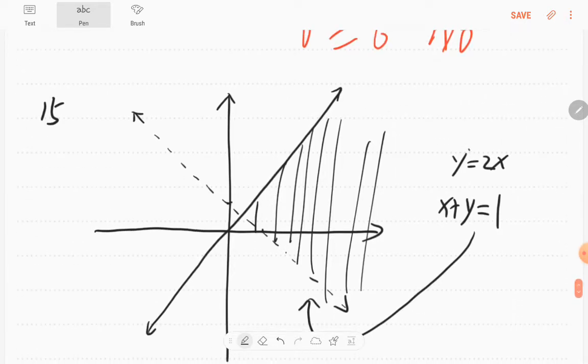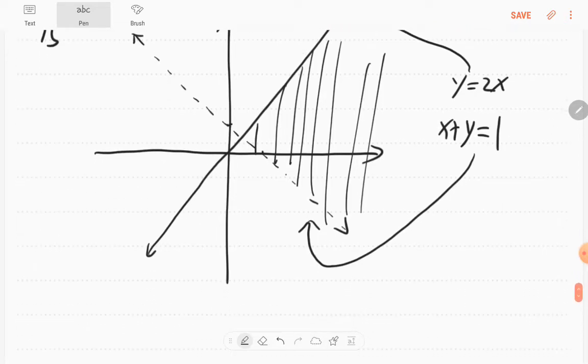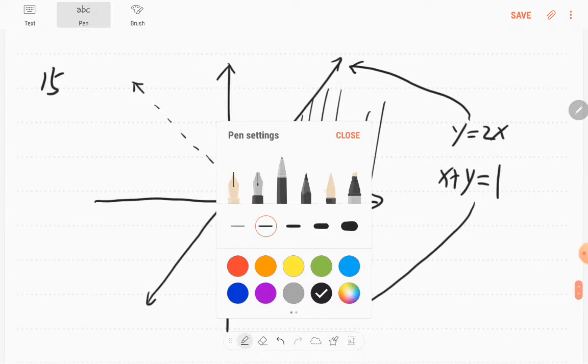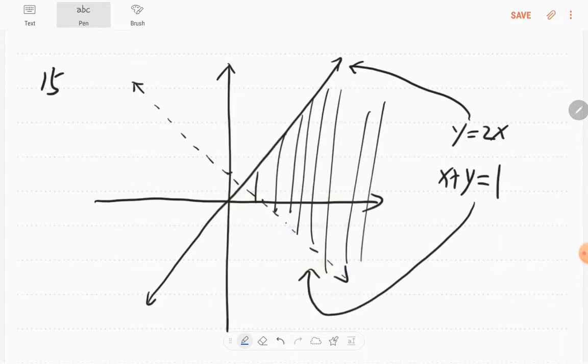And this one has a positive slope, so this is y equals 2x. The solid line means the equal sign should be included. The dashed line means the equal sign is not included. Now let's look at some points to test whether it should be greater than or less than. For this shaded region, it should be below.